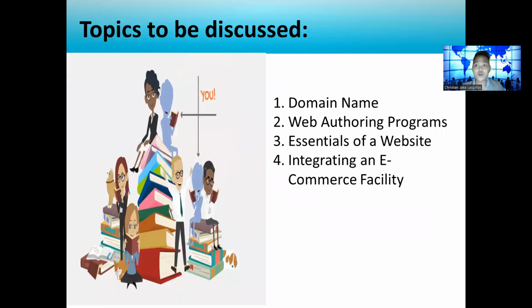The topics that we are going to discuss are the following. The first one we have the domain name. The second one we have web authoring programs. The third one we have the essentials of a website. And the fourth one, or the last one, is integrating an e-commerce facility.